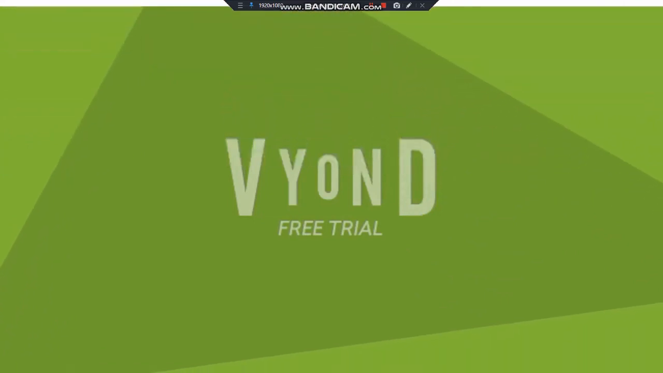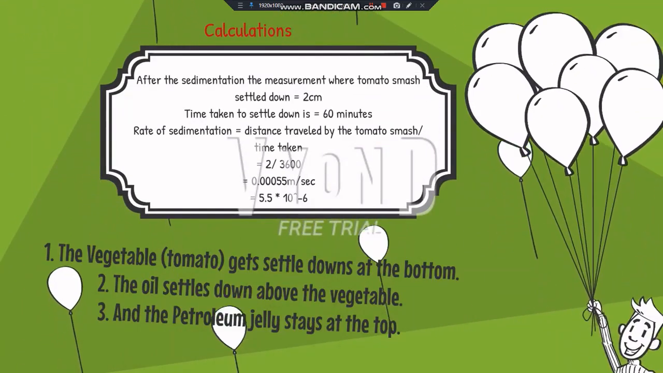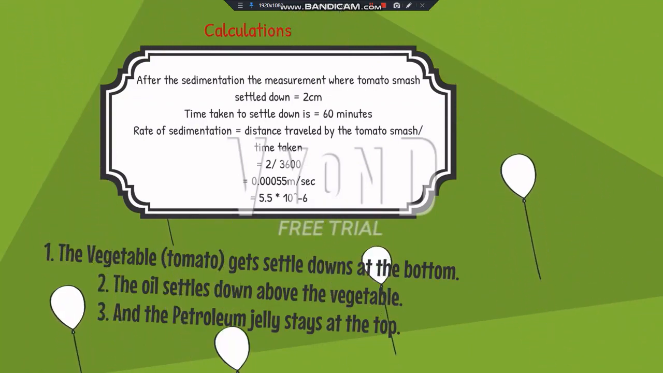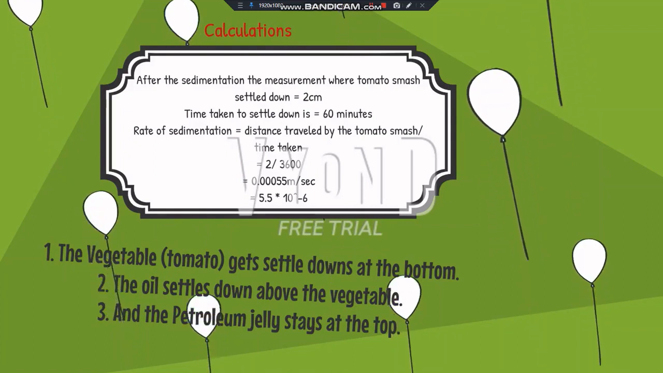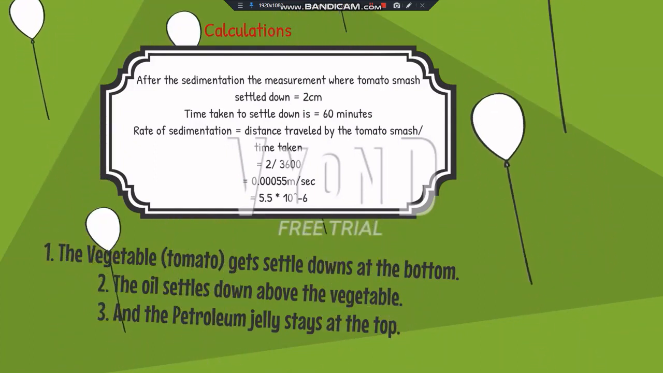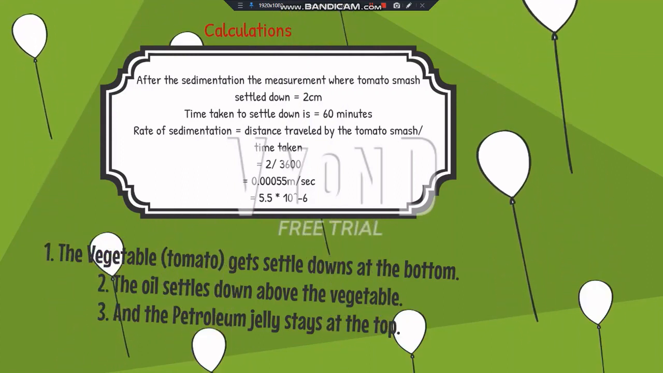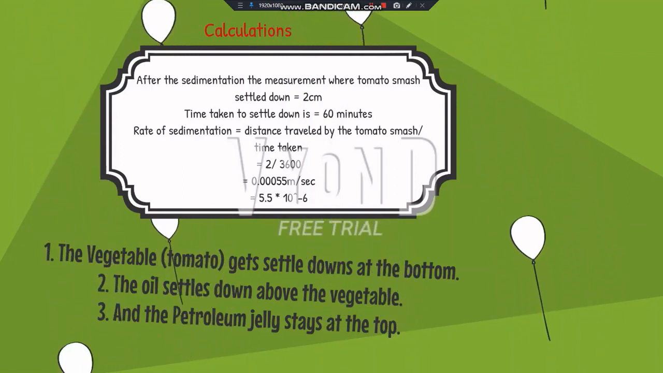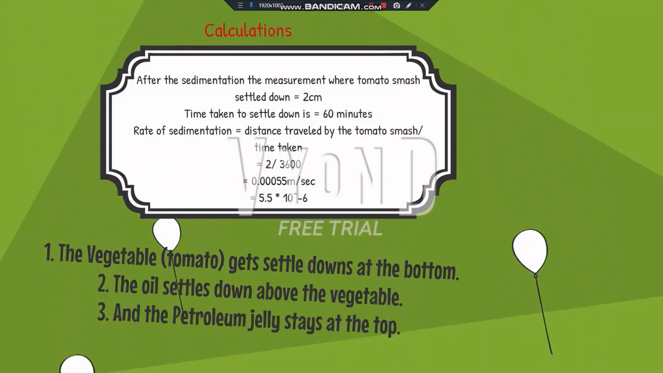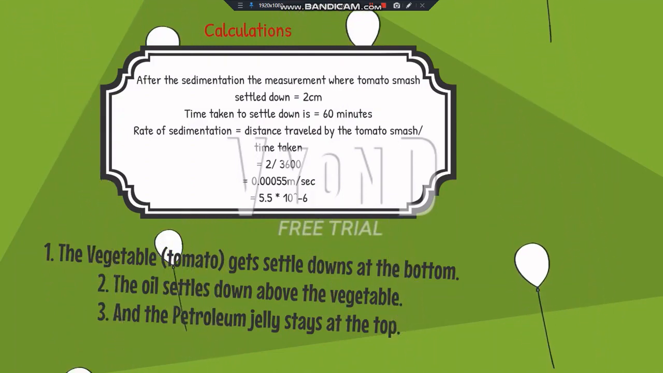Over to the calculation we get: after sedimentation, the distance where the tomato smash settled down is 2 centimeters. Time taken to settle down is 60 minutes. Rate of sedimentation equals distance traveled by tomato smash divided by time taken, which is 5 into 10 to the power of -6. For results we get: the vegetable settles down to the bottom, the oil settles above it, and petroleum jelly stays on top.